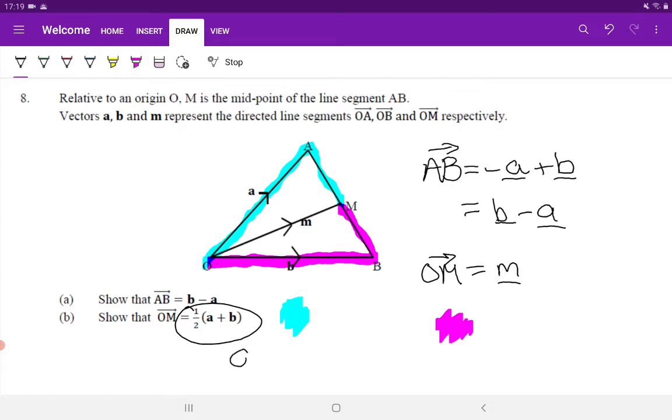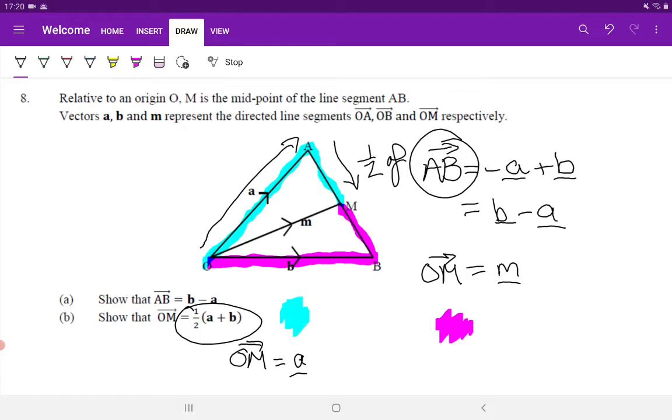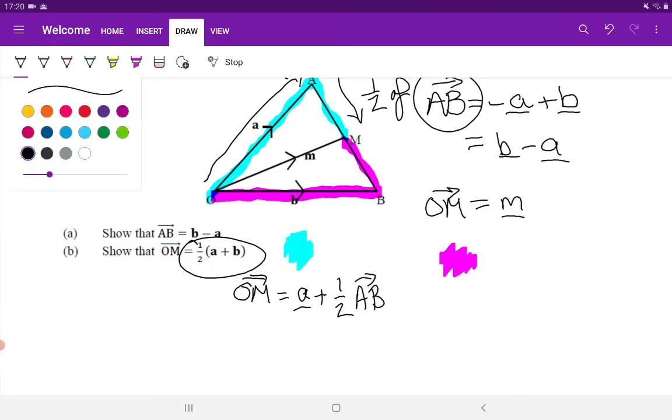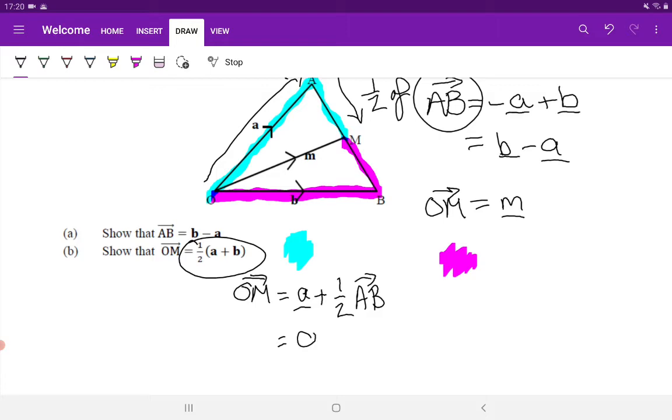If we go O to A and then A to M for OM, we're going O to A is vector A, which is fine, we know that. And then A to M is half of A to B, because M is the midpoint, so it's halfway along AB. So it's half of AB, okay. But in part A, we worked out that AB was B minus A. So we've got A plus a half of B minus A.